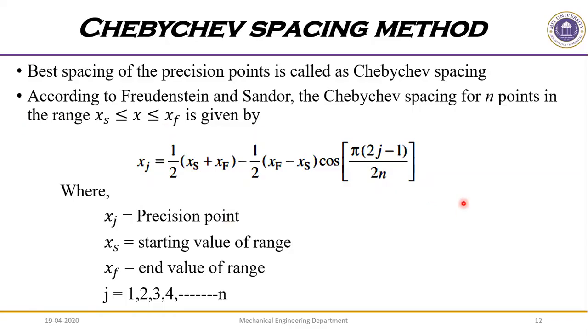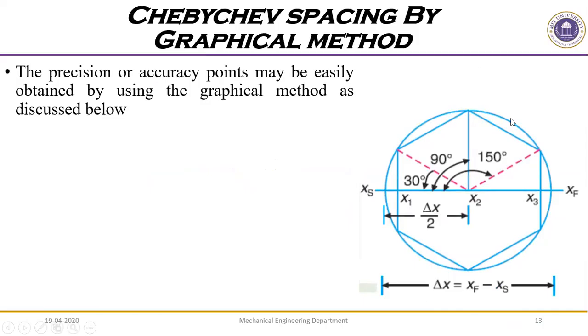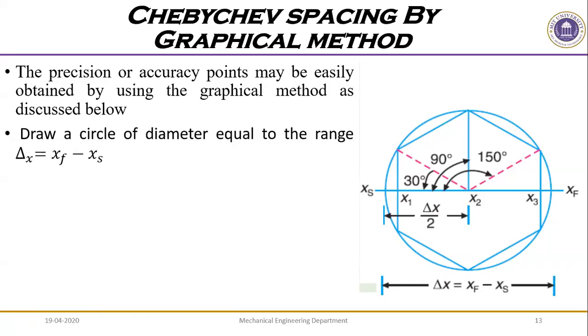In this case, you are doing it analytically, but the same problem can also be solved by the graphical method. In case of the graphical method, how many points do we require? Precision points. They have mentioned in a problem to find out up to 4 accuracy points, 5 accuracy points, meaning n you know. Then you require a range, that is the starting point and final point. That is given in the problem. For that purpose, in case of the graphical method, first of all, we have to draw a circle of diameter equal to range.